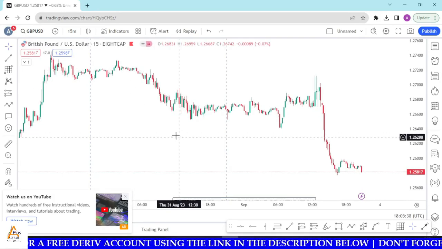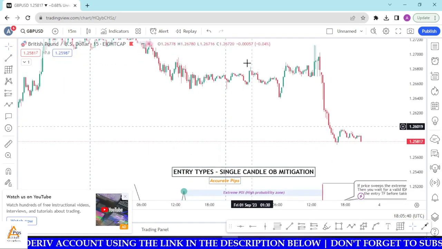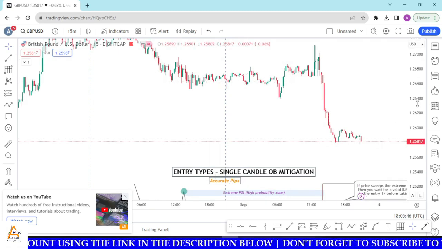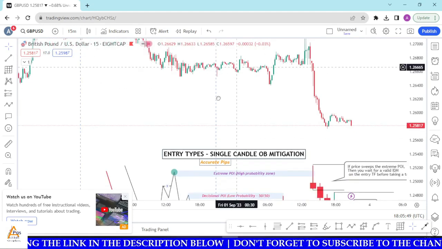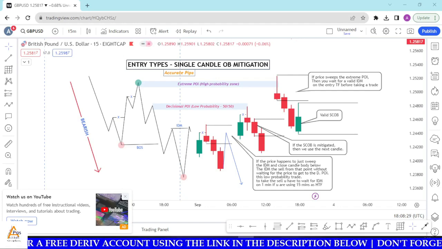Order block mitigation entry. So let's look at some illustrations first so that I can explain everything to you before we dive deeper into the lesson. All right, so let me quickly explain what a single candle order block is, or what a point of interest is.